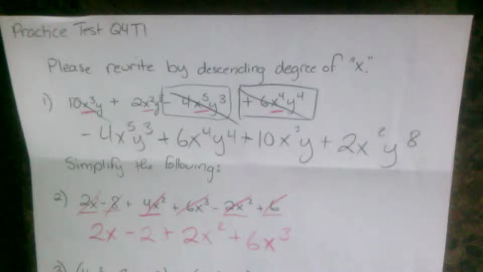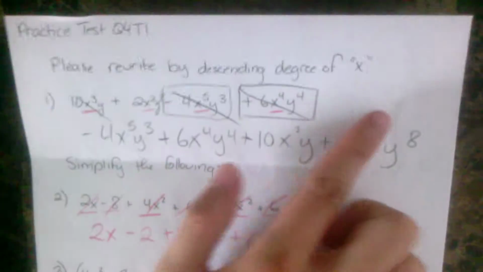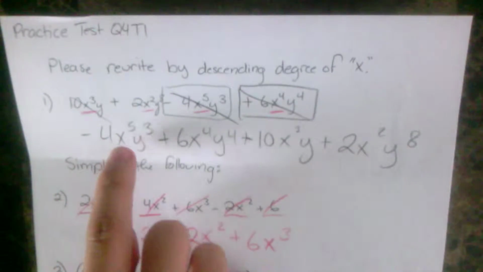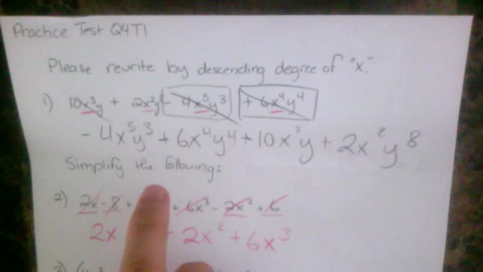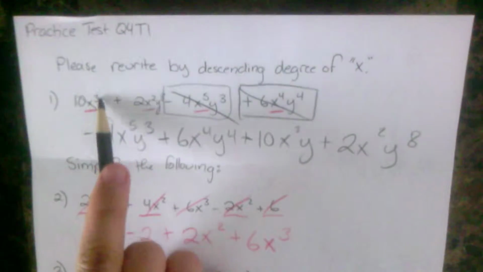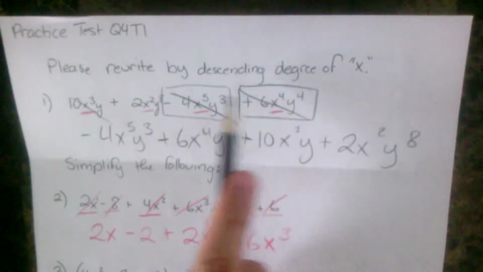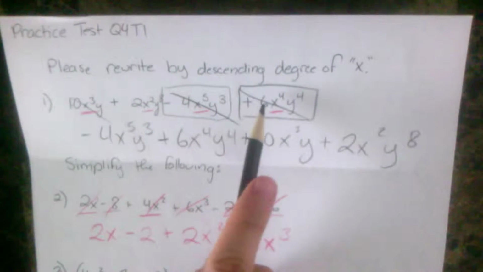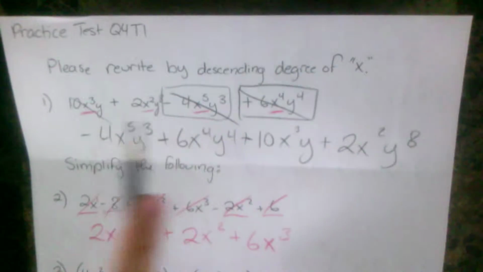But let's go ahead and break down a couple of the problem types that we have. First off, you will have a couple of these where you just have to rewrite by descending degree of x, which means you just have to order this in the order in which you find the highest degree of x. So you'll notice that if we look here, you've got x to the third power, x to the second power, x to the fifth, and x to the fourth. X to the fifth is the highest, next would be x to the fourth, then x to the third, and then x to the second. So we just have to put them in order.